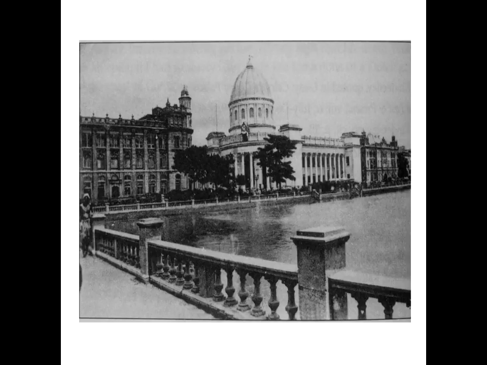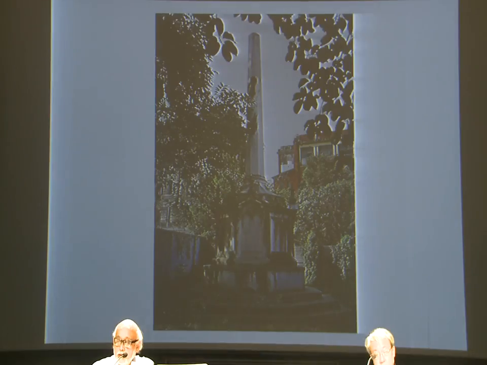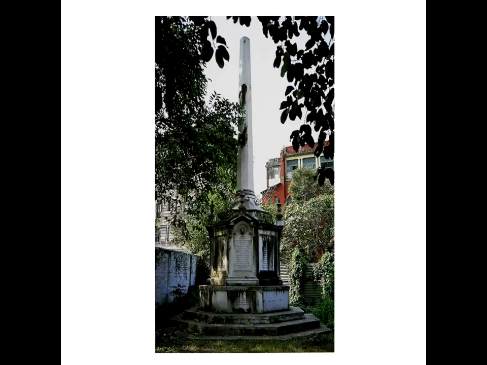More to our interest, however, is a monument that stands near the western wall of the churchyard, surrounded by overgrown shrubs and piles of rubbish. This is the monument. It is a white marble obelisk on an octagonal base with inscribed tablets on six of its sides and a floral frieze on the other two. The main inscription reads as follows.